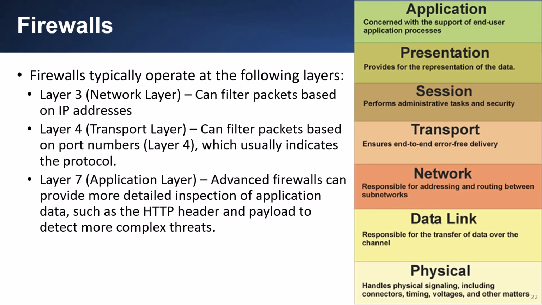Now, firewalls typically operate at the following layers. Layer 3 network layer can filter packets based on IP addresses. Layer 4 transport layer can filter packets based on port numbers, which usually indicates which protocol. Layer 7 application layer has advanced firewalls that can provide more detailed inspection of application data, such as the HTTP header and payload, to detect more complex threats.